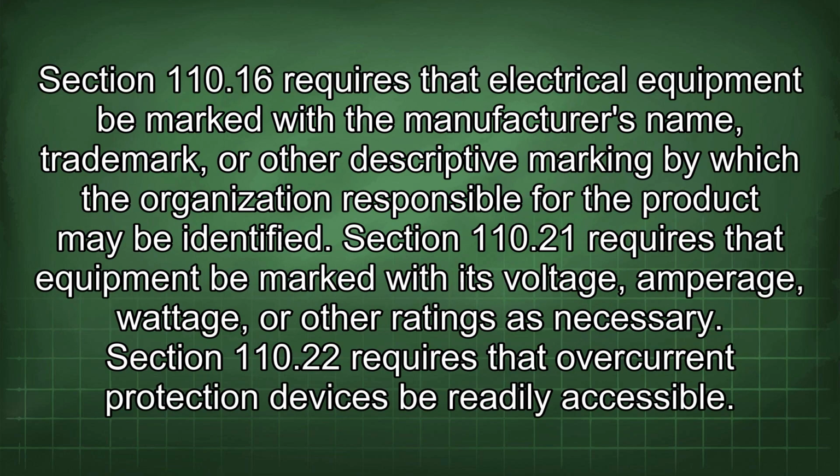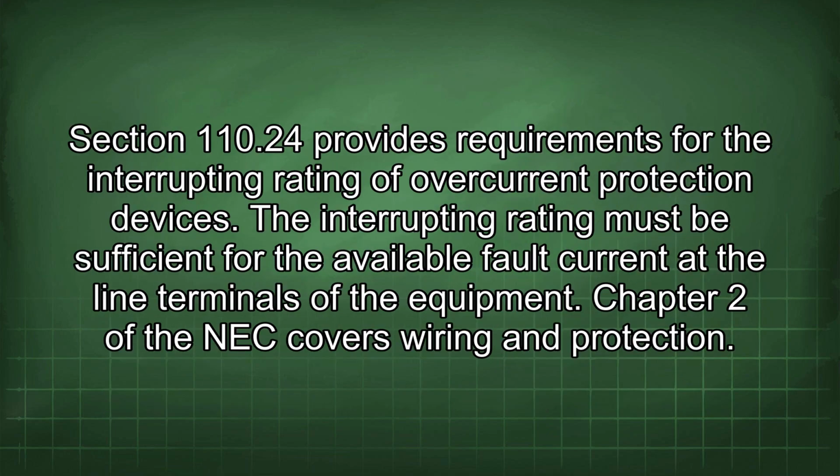Section 110.16 requires that electrical equipment be marked with the manufacturer's name, trademark, or other descriptive marking by which the organization responsible for the product may be identified. Section 110.21 requires that equipment be marked with its voltage, amperage, wattage, or other ratings as necessary. Section 110.22 requires that overcurrent protection devices be readily accessible. Section 110.24 provides requirements for the interrupting rating of overcurrent protection devices. The interrupting rating must be sufficient for the available fault current at the line terminals of the equipment.